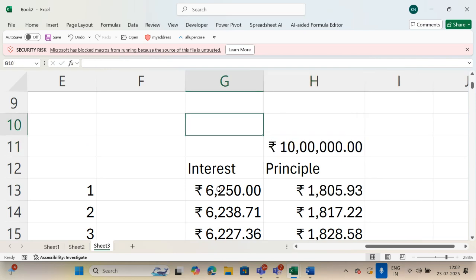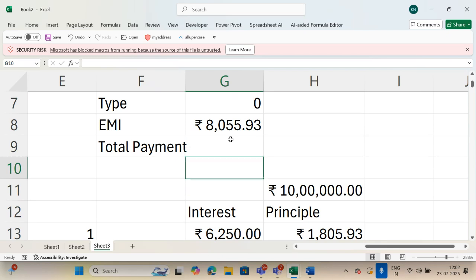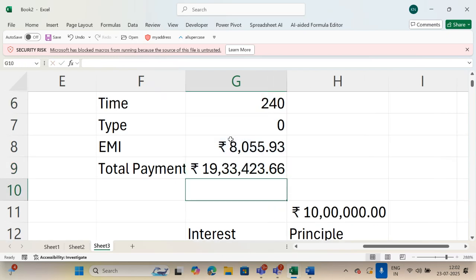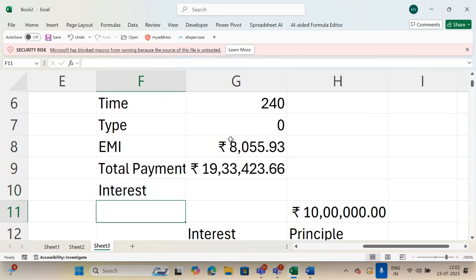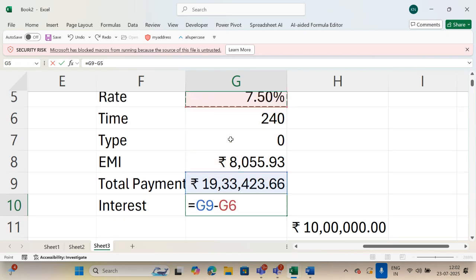Now, what will be the total of this? First of all, you have to find the total payment. What will be the total payment? It is equal to this multiplied by the number of installments. This will be the total payment. Then interest. What will be the interest? It is equal to this minus principal.